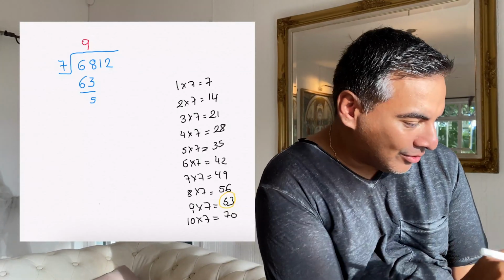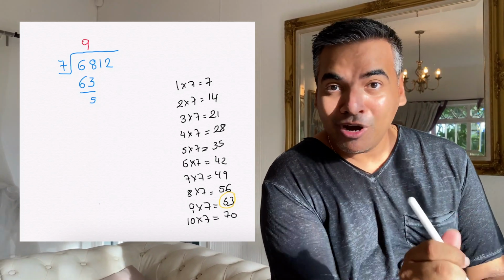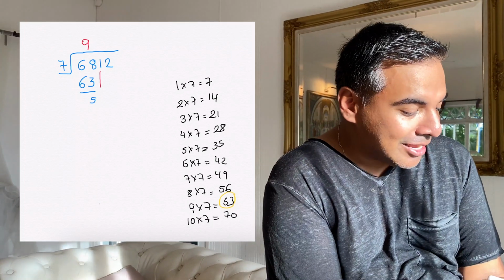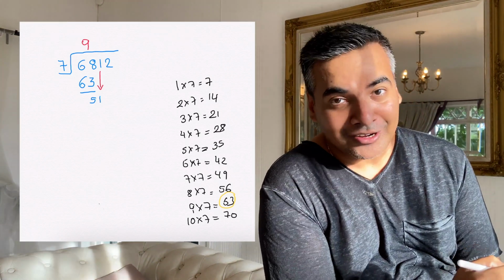Step number 4 is the exciting part, which is to bring down the next digit to the last line. The next digit that I have in my big number is number 1. So I have to bring down number 1 all the way down so that it's next to number 5.